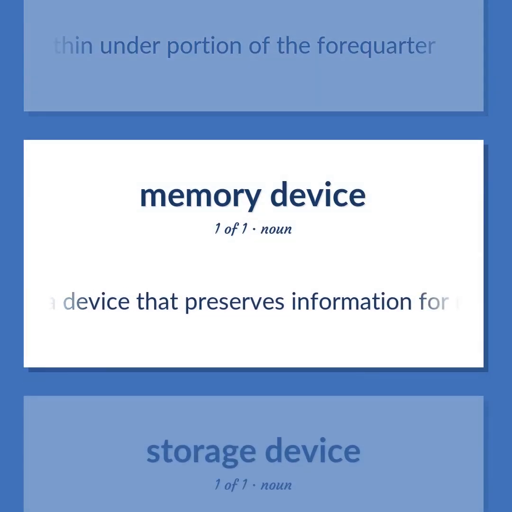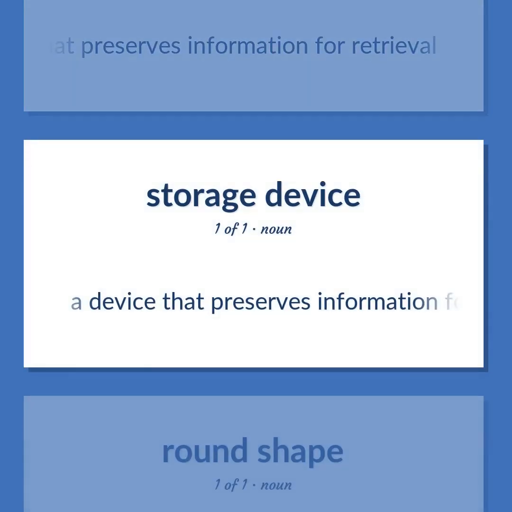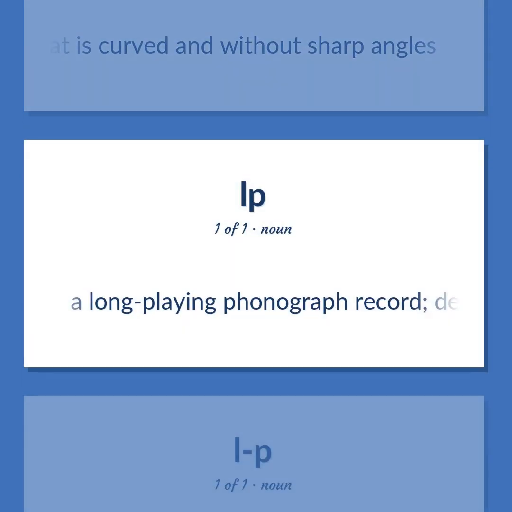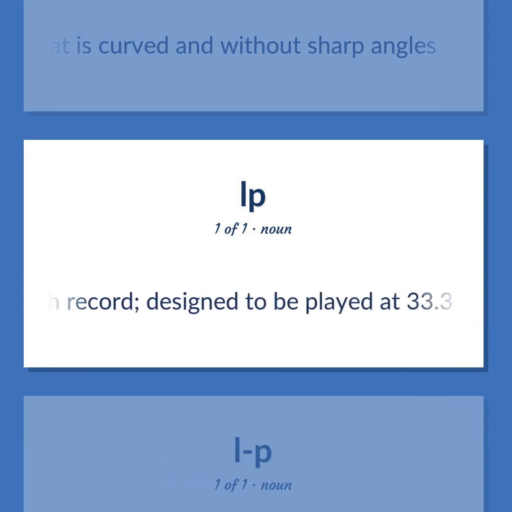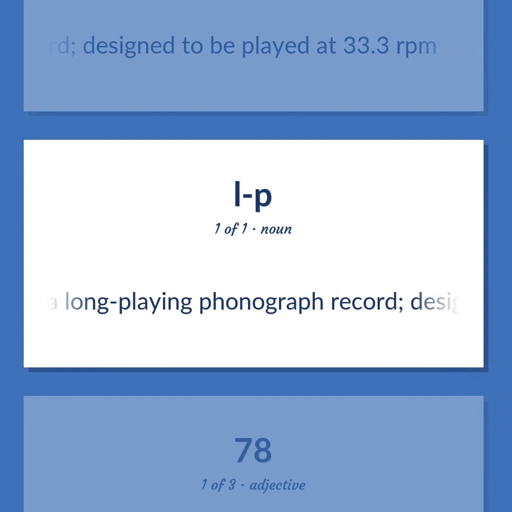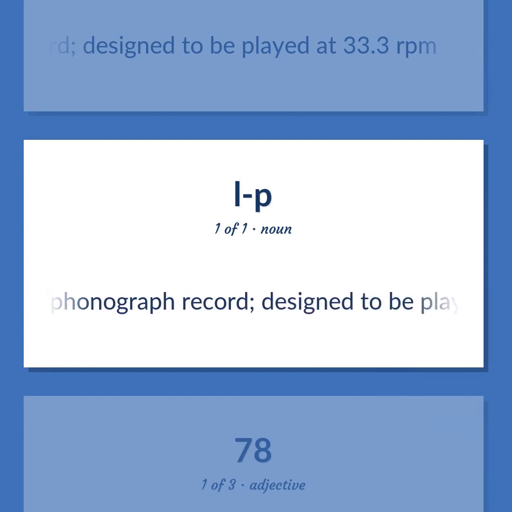A device that preserves information for retrieval. A shape that is curved and without sharp angles. A long-playing phonograph record, designed to be played at 33.3 revolutions per minute.